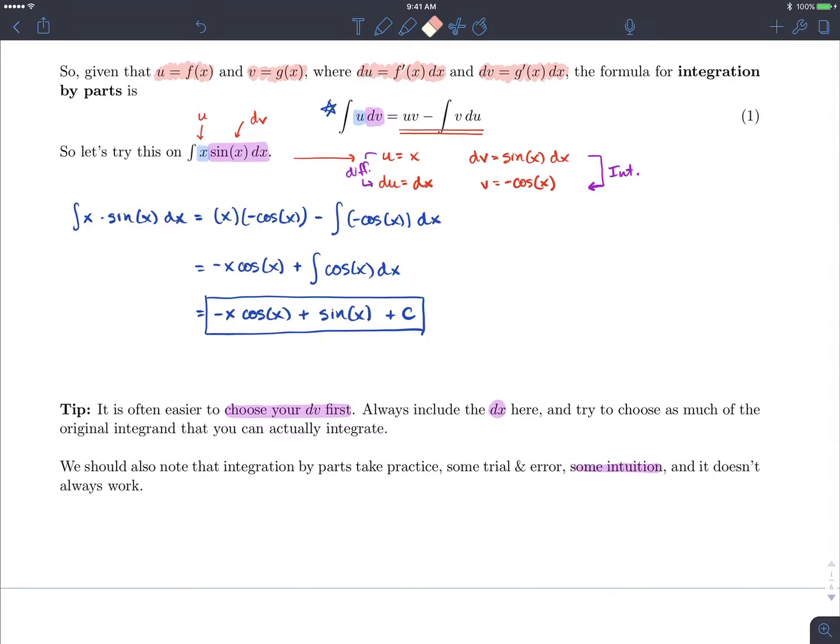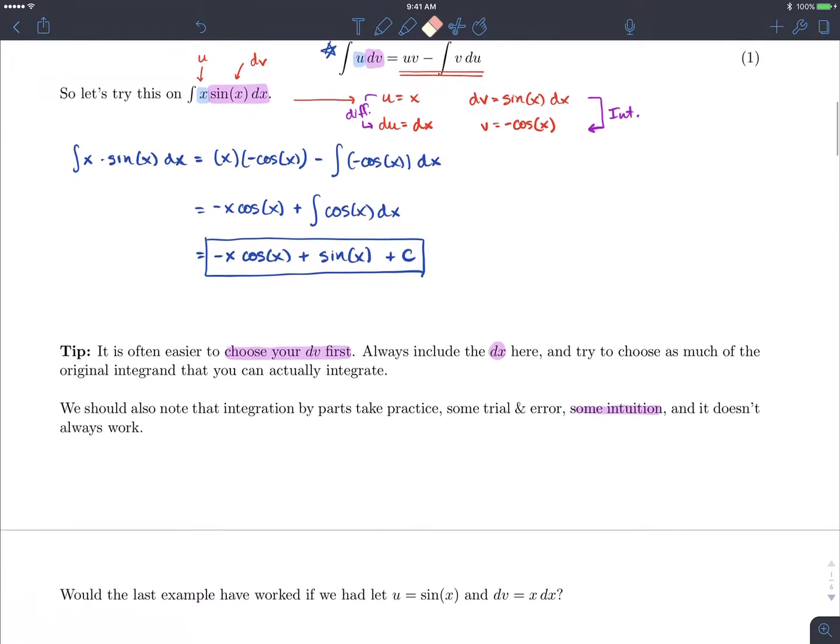And as far as that building intuition, let's take a look at what would have happened if we hadn't chosen the correct pairing of u and dv for this problem. So if we didn't let x be u and sine of x dx be dv, what if we had done it the other way? What would have happened?